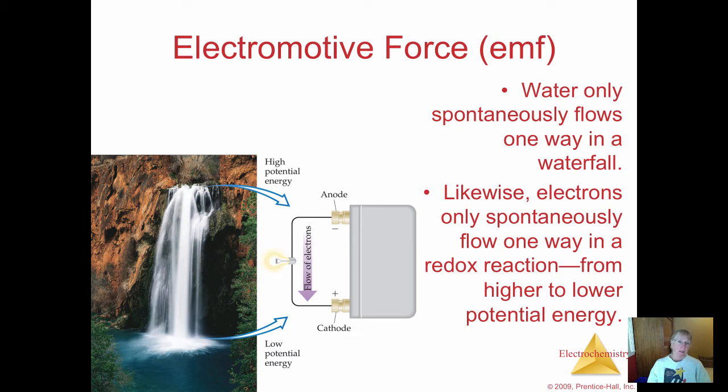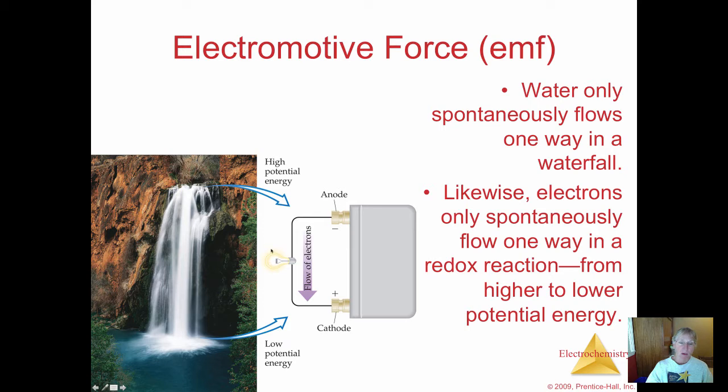So as you see for the analogy here, water always flows from the top of the waterfall to the bottom spontaneously, because it's going from a region of high potential energy to a region of lower potential energy. Well, very similarly, that's what happens with electrons. When they flow spontaneously from the anode to the cathode, the reason why they're doing that is there's some energy position that's more favorable for them to move along.